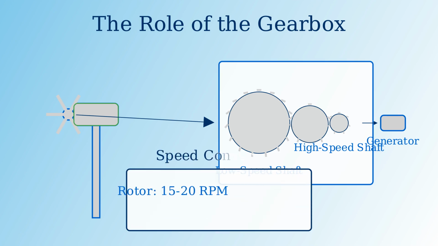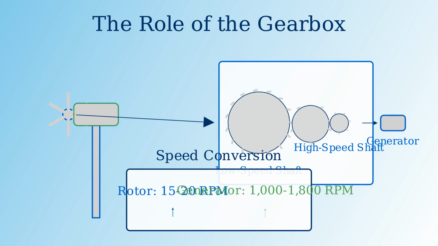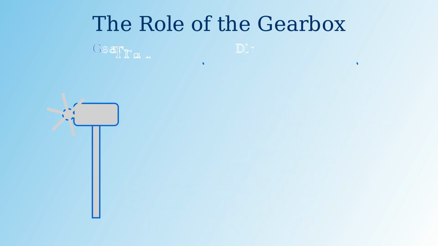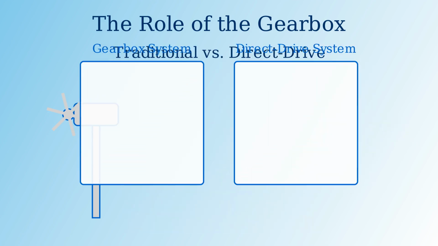Wind turbine blades rotate relatively slowly, typically at about 15 to 20 rotations per minute. However, generators require much higher speeds, between 1,000 and 1,800 RPM, to produce electricity efficiently. The gearbox increases the rotational speed by a factor of 90 to 100 times, enabling efficient electricity generation. Some newer turbine designs use direct drive systems that eliminate the gearbox entirely.